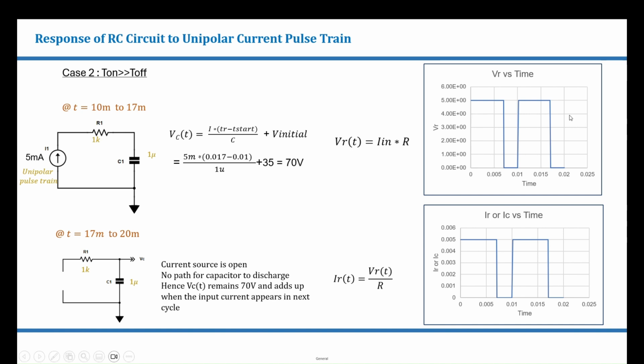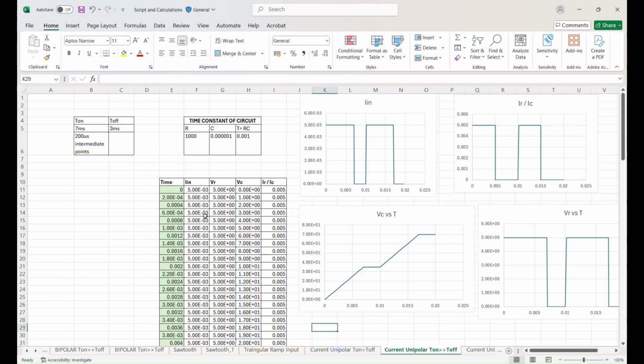VR by R looks like this, and the current flowing through the circuit looks similar to VR. Now here the on time is 7 milliseconds, off time is 3 milliseconds. This is the input current that we are feeding.